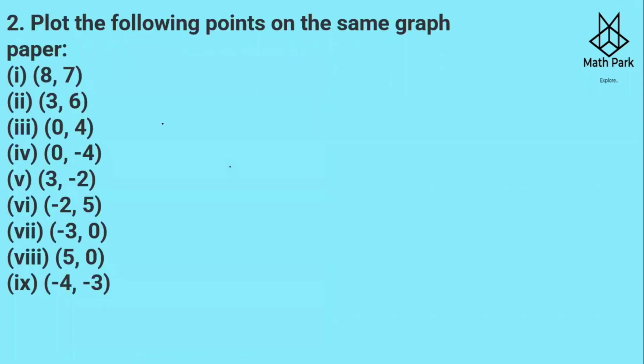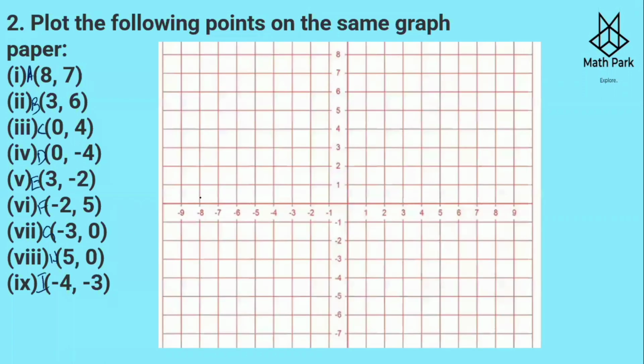Question number 2: plot the following points on the same graph paper. Let us name the points A, B, C, D, E, F, G, H, and I. We have to draw the x-axis and y-axis. I have taken one ready here. On the right side it is positive, up it is positive, left it goes negative, and down it goes negative.